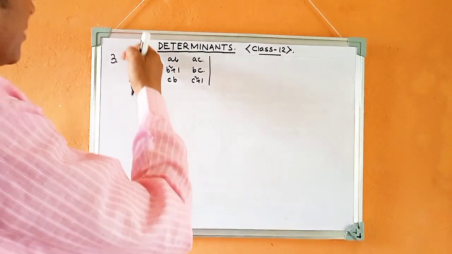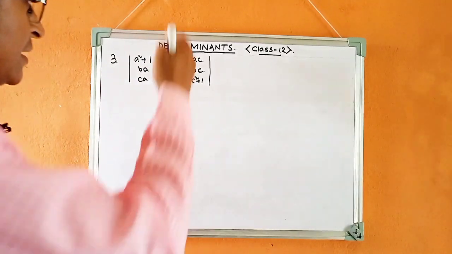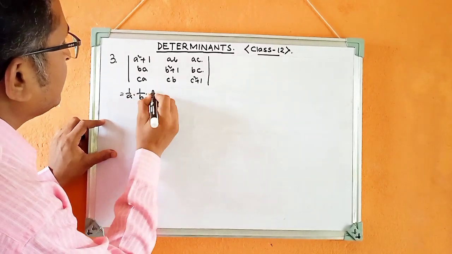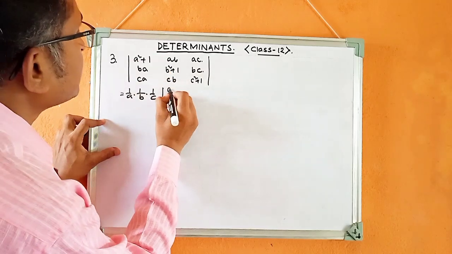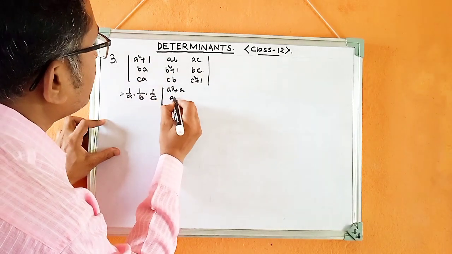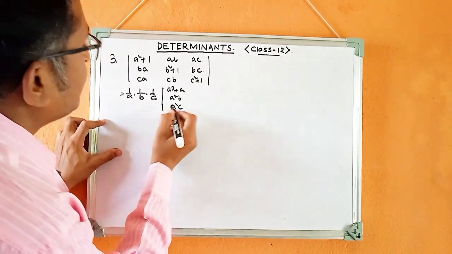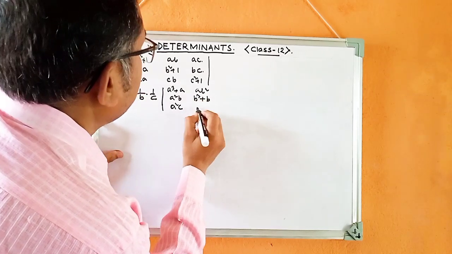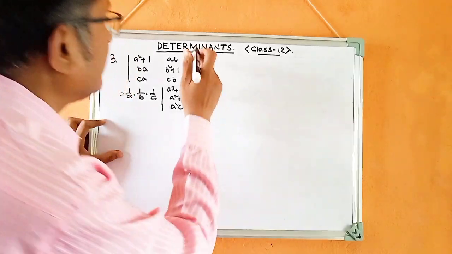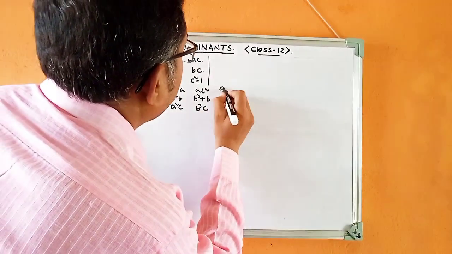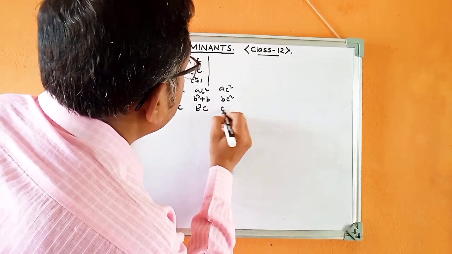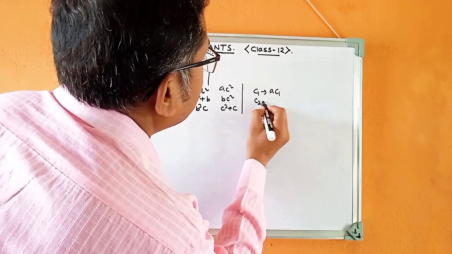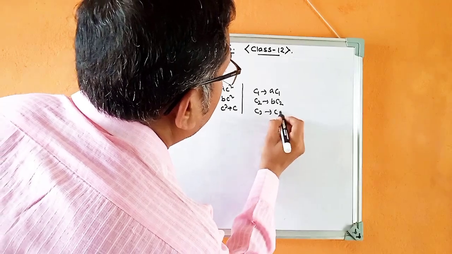First, we multiply C1 by A, C2 by B, C3 by C, so we need 1 by A into 1 by B into 1 by C outside. Multiply the first column by A: A cube plus A, A square B, A square C. Multiply the second column by B: A B square, B cube plus B, B square C. Multiply the third column by C: A C square, B C square, C cube plus C.